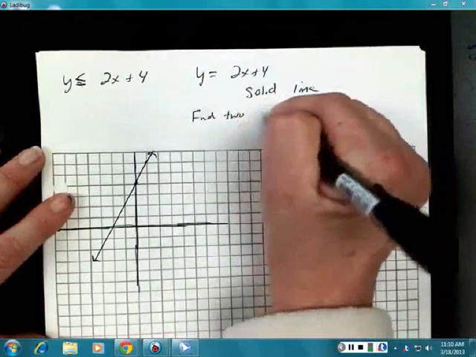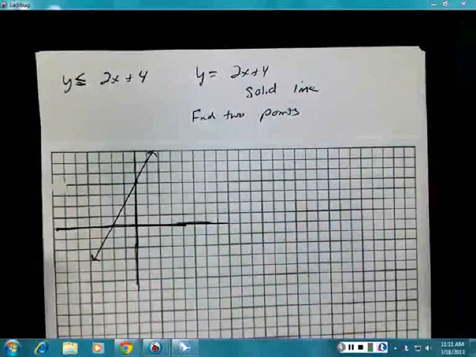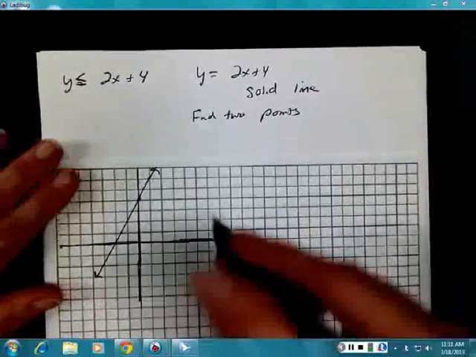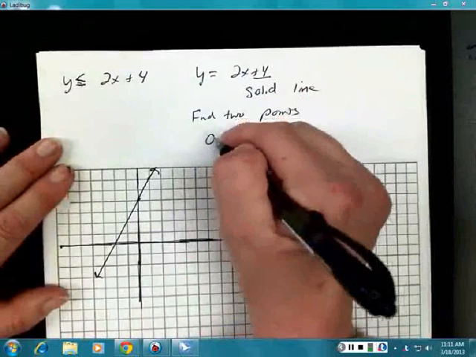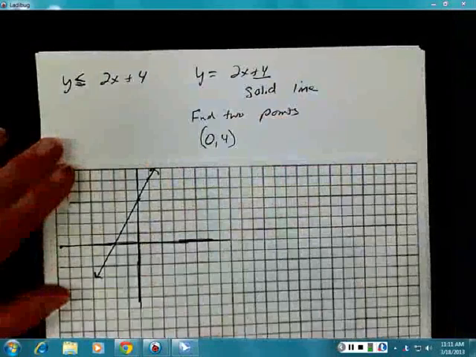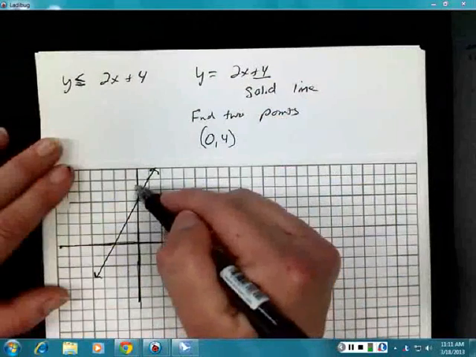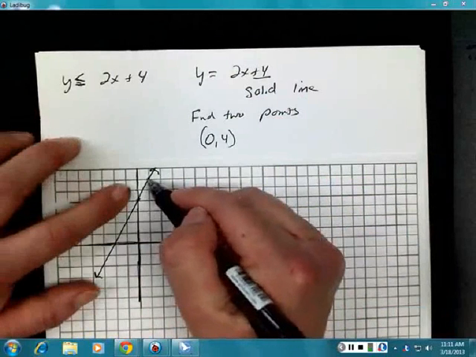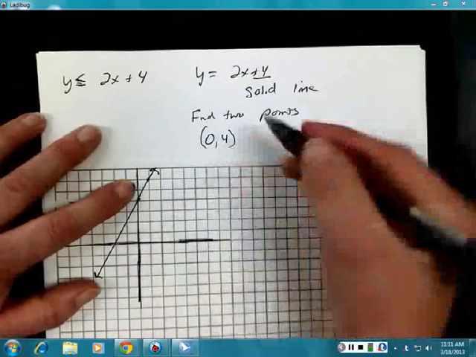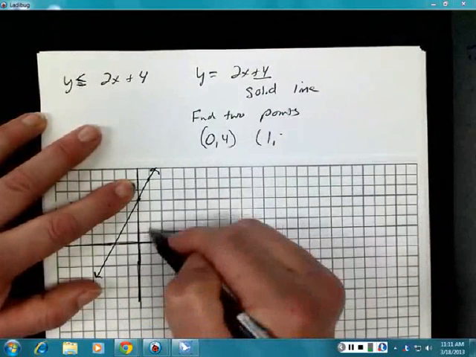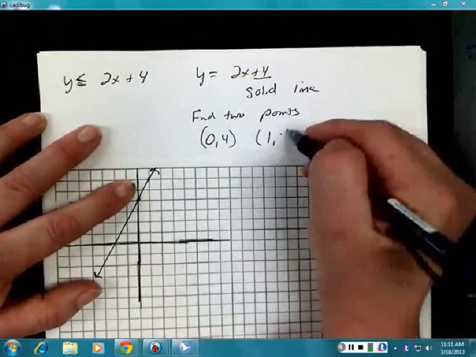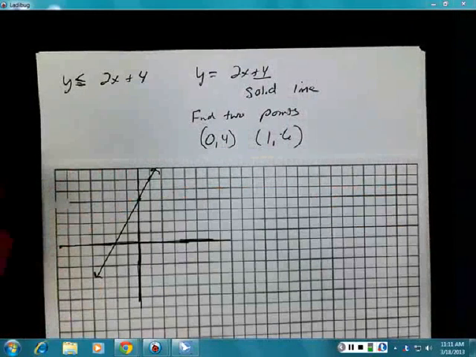It may ask you in Hawks to find 2 points. Did I find 2 points by doing what I just did on my graph? Yeah. What did I find? I found the y-intercept, which is 0, 4. And I found a second point when I rose 2 and ran 1, because that gave me another point of 1, 6, and I've got 2 points.